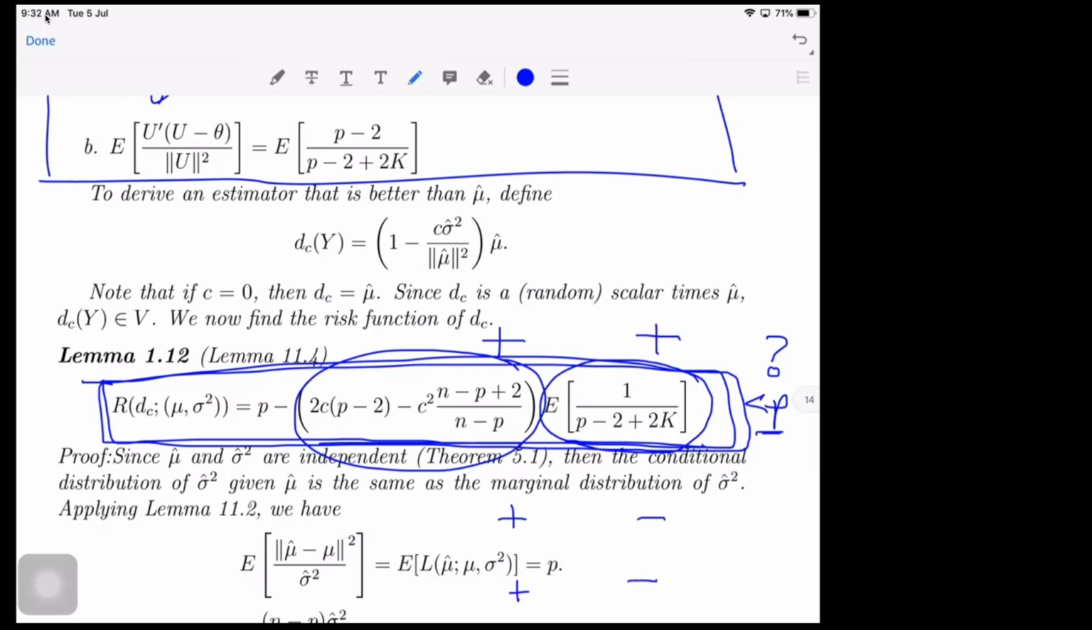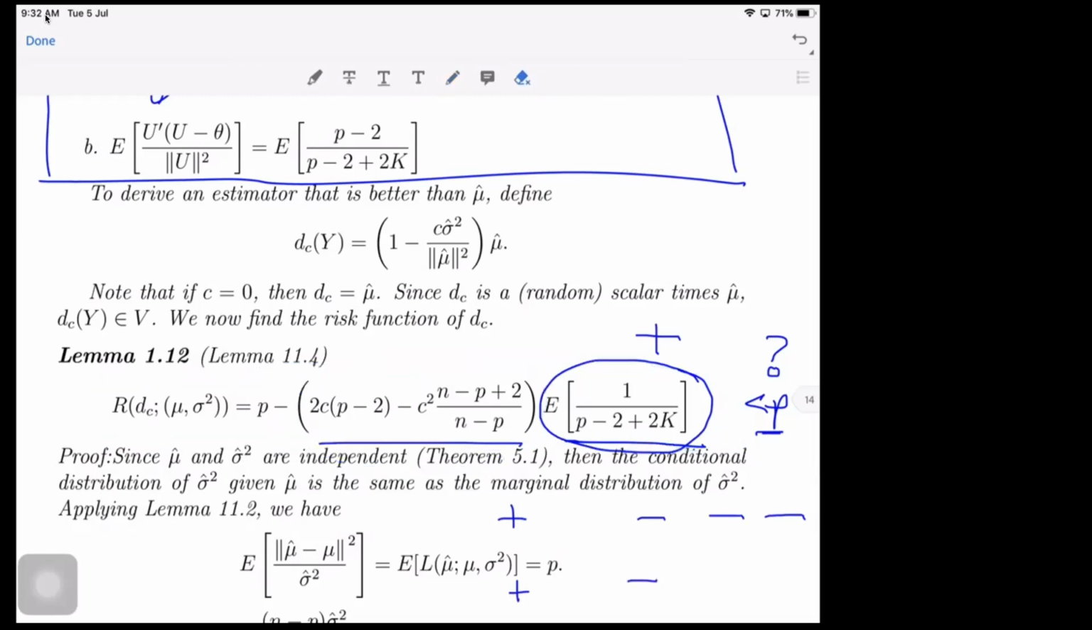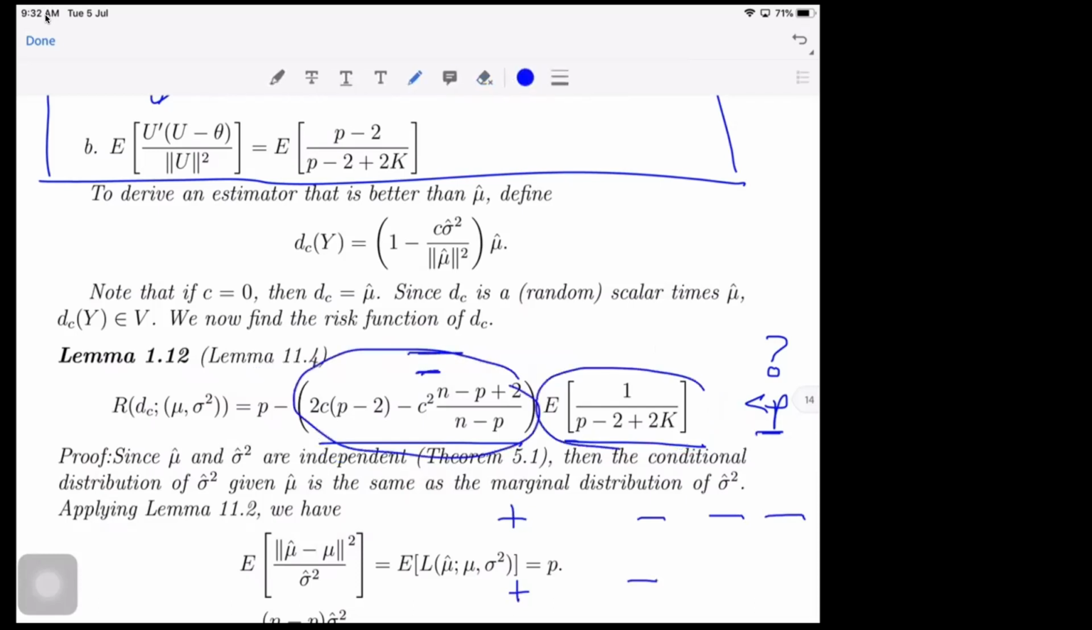If both of them are negative, will it be a problem? Yes or no? No, ma'am. No. But can we expect these two terms to be negative? Can this be negative? Can this be negative? If P, ma'am, is greater than N?